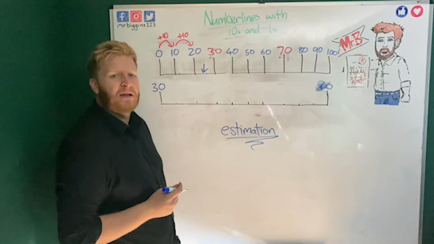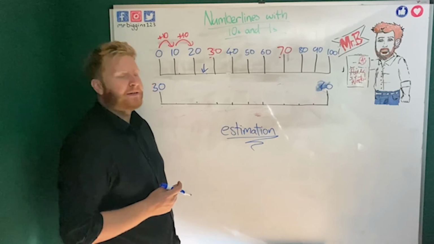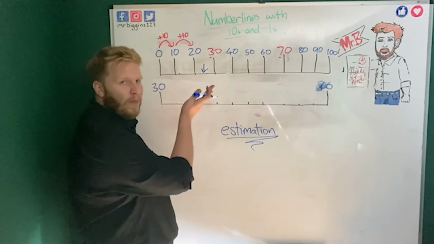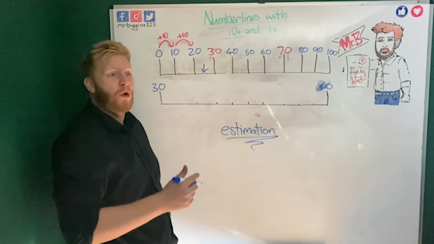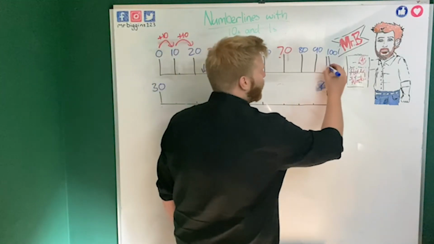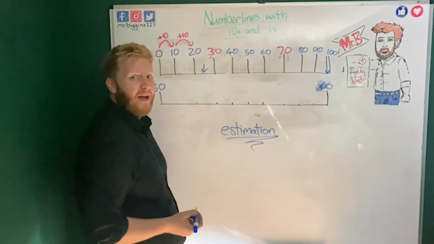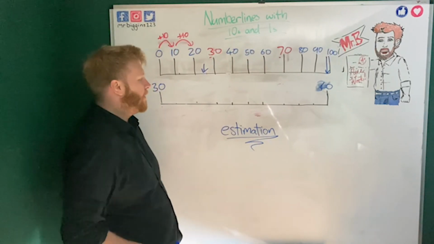If someone said to me, Mr. B, where's 99? I'd go, ooh, it's not on there. But I do know 99 is only 1 away from 100, so it would probably be all the way there. I've had a good guess. I've used what I know to have a guess.